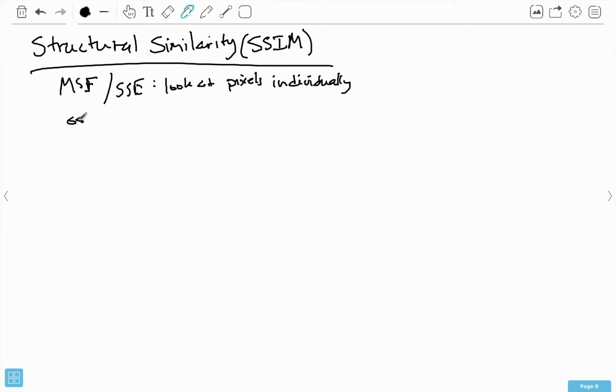But with structural similarity, we look at groups of pixels. This is a bit better than looking at pixels individually, because small changes of noise and variation don't tend to affect groups of pixels as much as they do individual pixels.